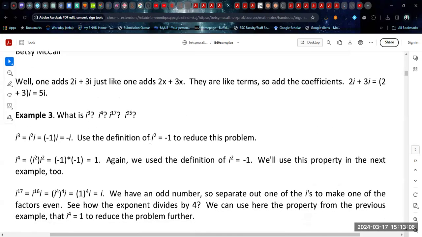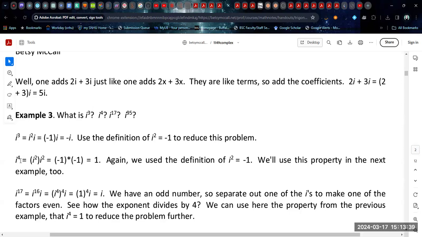Now, we talked about i squared being equal to -1. So if I want to simplify the expression i cubed, then I'm going to separate this into i squared times i. I squared, according to my definition, is -1. And so i cubed turns out to just be -i. For i to the 4th, I'm going to do basically the same thing. I have one i squared times another i squared. I replace those with my definition, -1 times -1, that's 1.